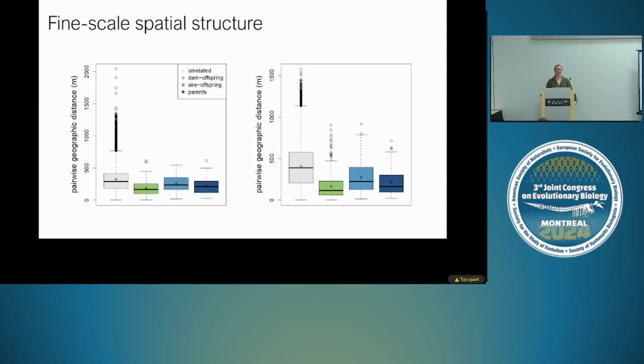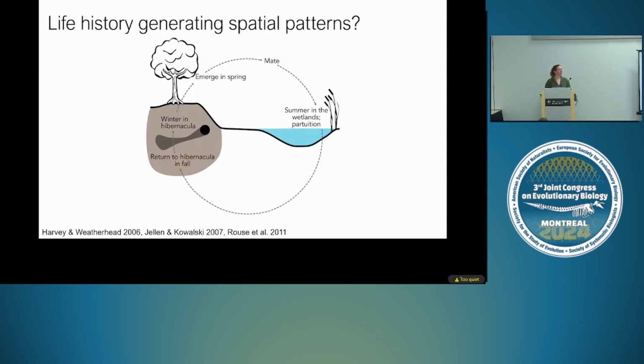And we see this fine-scale structure in the pedigree data as well, where close relatives like dam-offspring and sire-offspring, as well as parents who are assigned offspring in the pedigree, are significantly closer together than pairs of unrelated individuals. And what we think might explain this is actually the life history of Massasaugas.